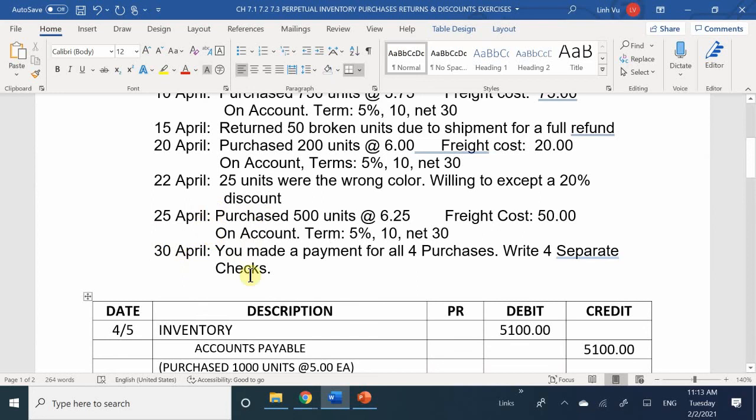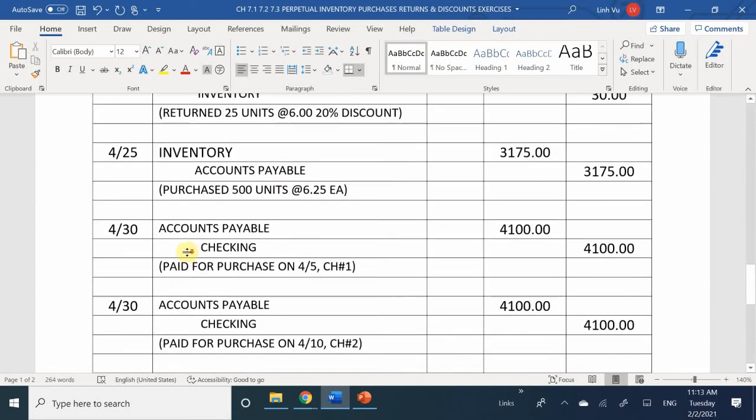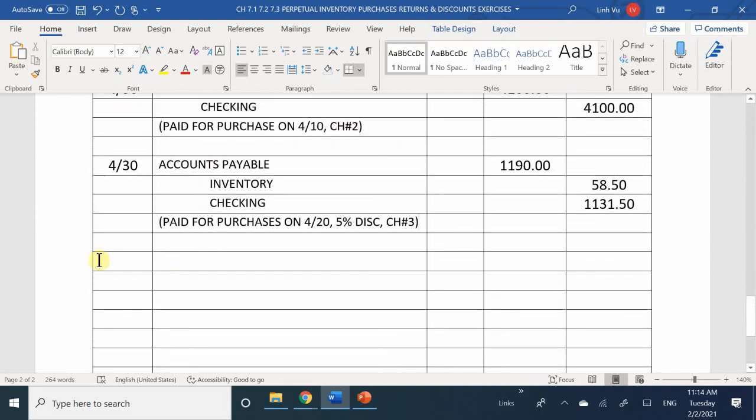And then last but not least, we have our last section here where we're going to pay for our last portion. So in this case, on April 25th, we made a purchase of 500 units at $625 with the freight costing you $50. Terms are 5/10, n/30. So for sure, we definitely met the terms, right? This is only 5 days later. You're paying all 4 bills in one day. So in this case, we do get a discount. So how am I going to recognize this transaction here?